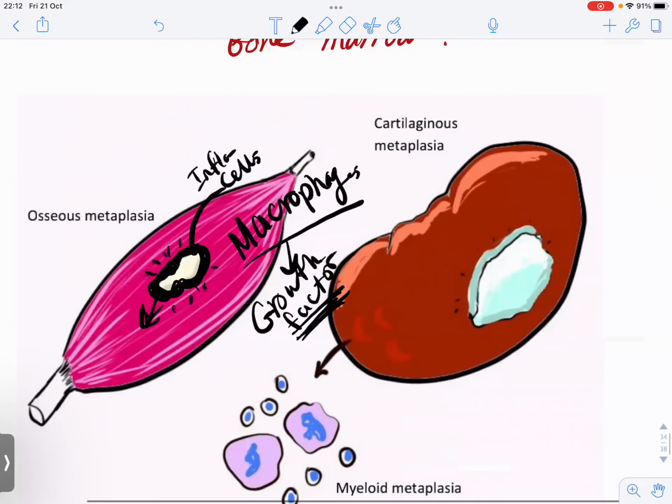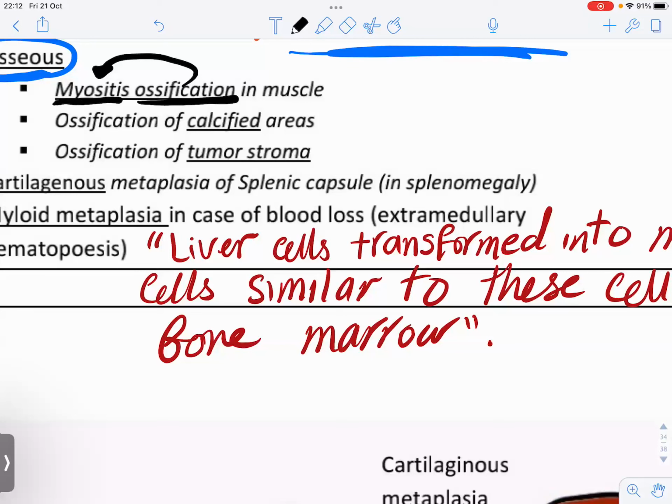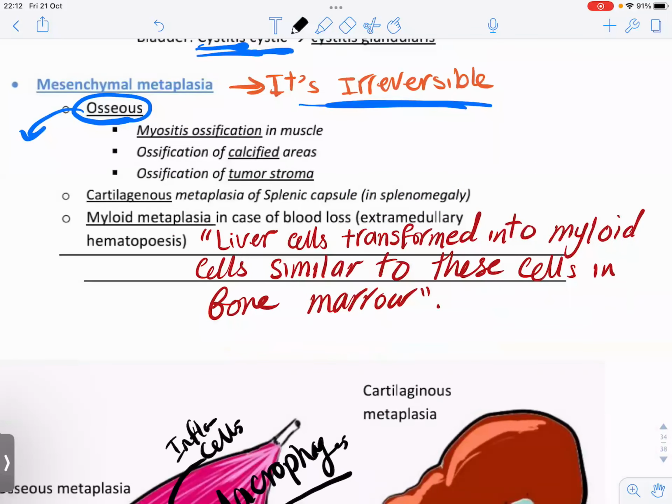Why do we call it like that? Because it's ossification, formation of bones due to inflammation of muscles. Then the inflammatory cells will come to get rid of this inflammation, and unfortunately, one of them called macrophage will secrete growth factor, and the growth factor will cause ossification in muscles, bony formation in muscles.